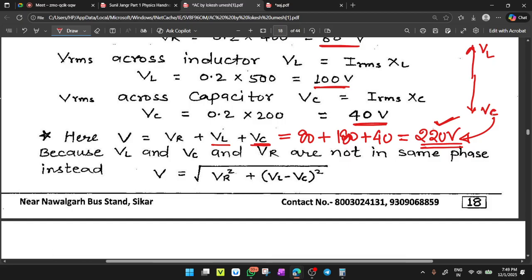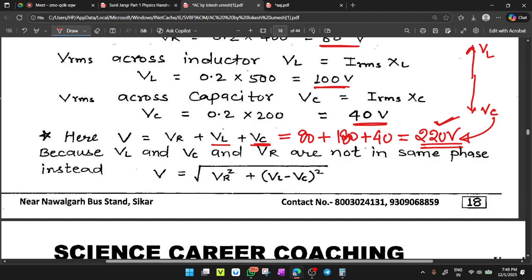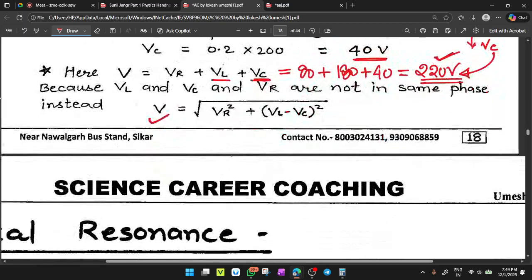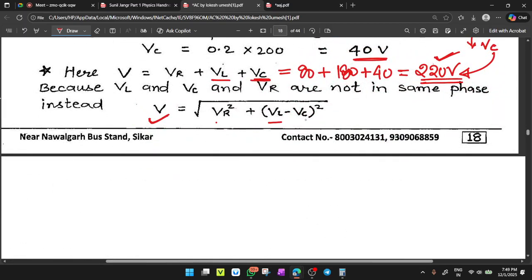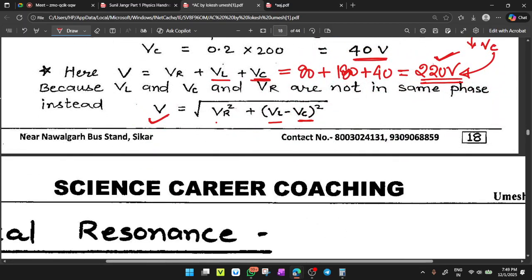VC going outside. Clear or not clear? Yeah, so VL and VC are not in the same phase. So the net voltage is given by the relationship V_R squared plus (V_L minus V_C) whole squared. Clear? This relation is valid only when all three of them are in the same phase, then it can be applied. Actually, the net voltage can be calculated by this relationship, that utilizes the phase relationship.